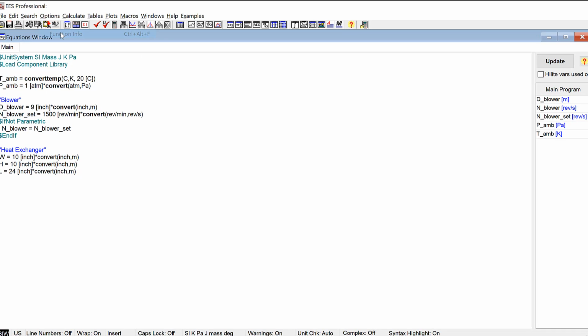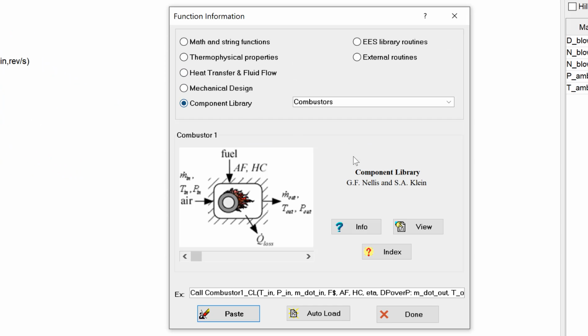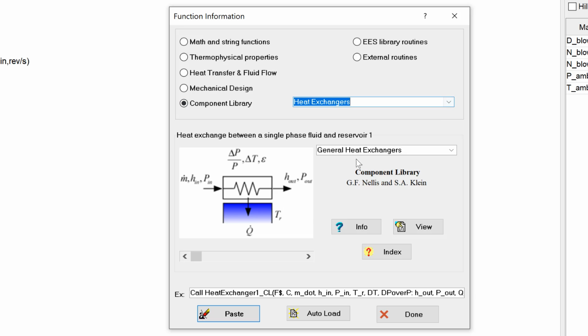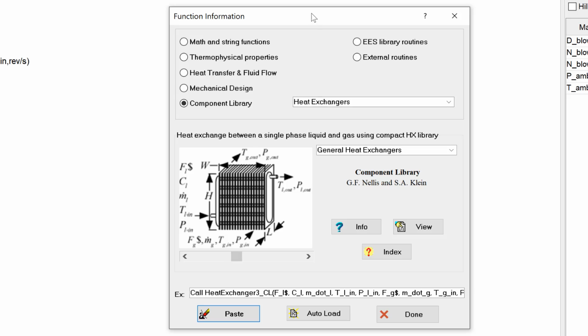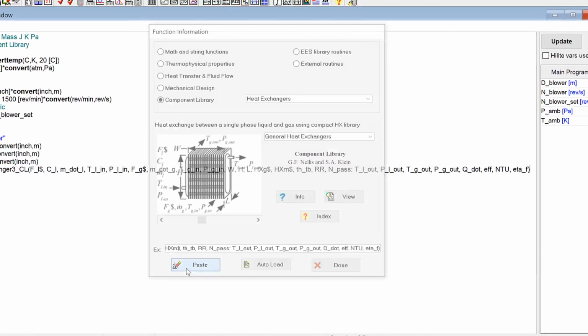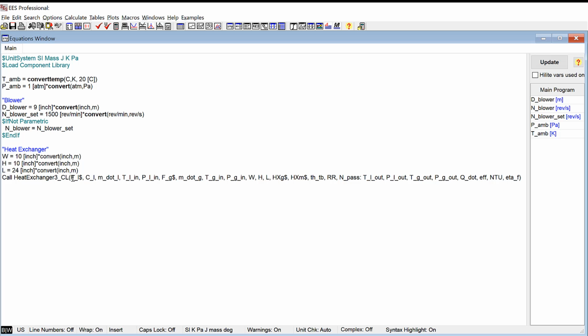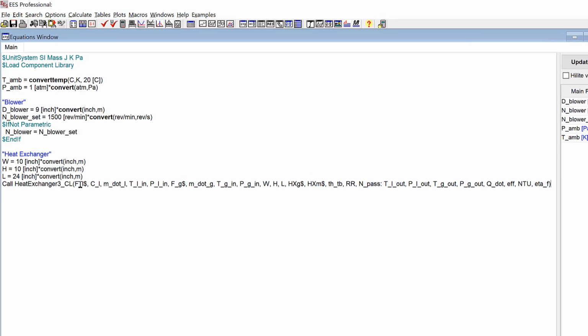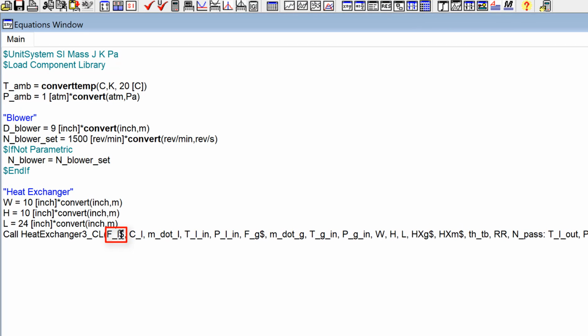And then let's see what else we have to set. We'll go to the function information, and we'll go to the component library and find the heat exchanger we're going to use, which I think is probably that guy, heat exchanger 3. And maybe go ahead and paste it in here so we can take a look at it. So I've got to set the fluid type, which we'll do when we get to the fluid loop. Concentration, we won't need that. Flow rate for the fluid, again from the fluid loop. Temperature and pressure entering, we'll get to that. Air side flow rates, air side inlet temperature and pressure, and then these are actually about the heat exchanger. So W and H and L.